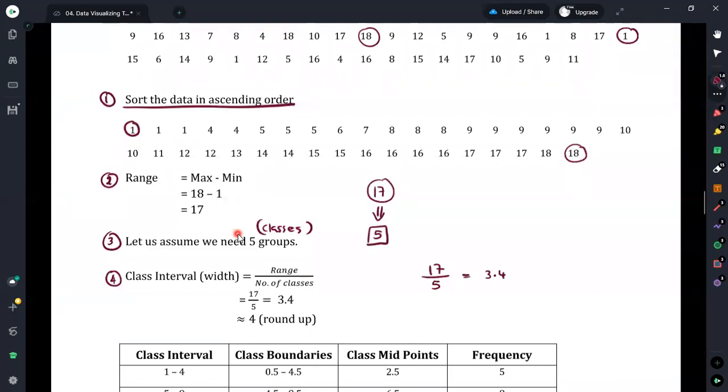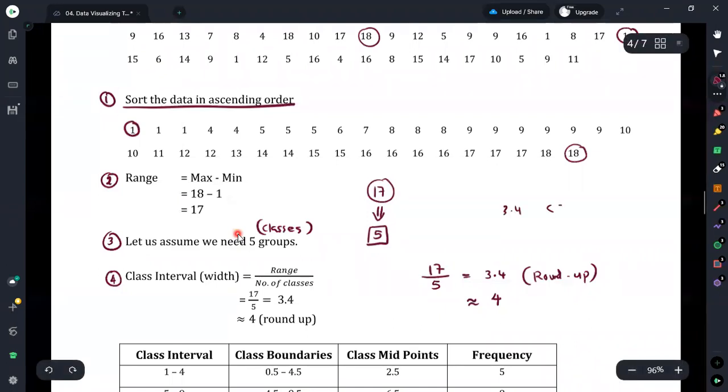Since we are getting a decimal value, we are always trying to keep it as a whole number. Therefore, we always have to round up this value. Even though 3.4 is less than 3.5, generally we would say this is equal to 3, and if the value is 3.6, then we will take it as 4, rounding to a whole number.